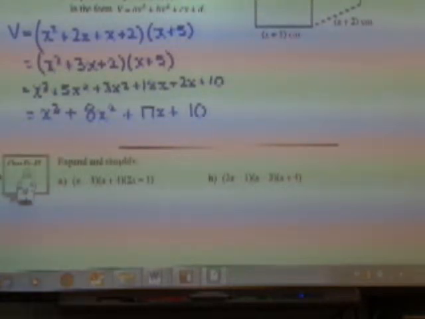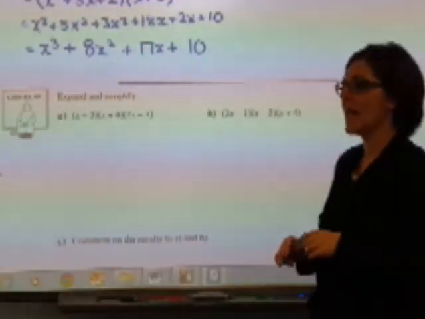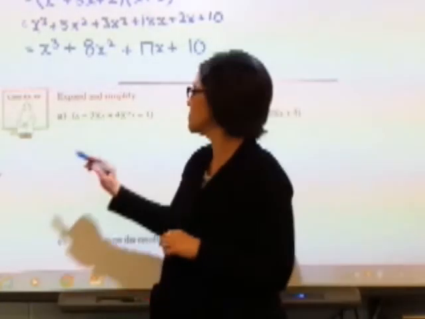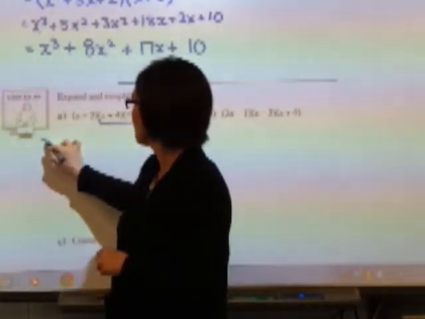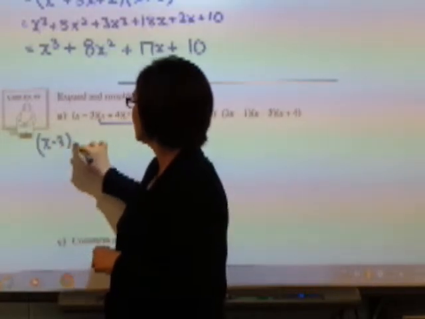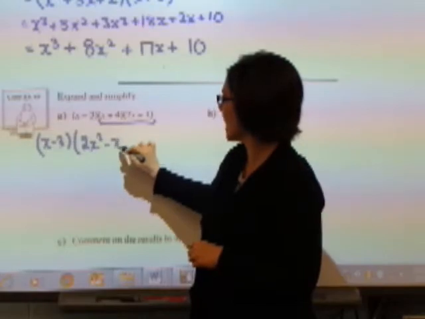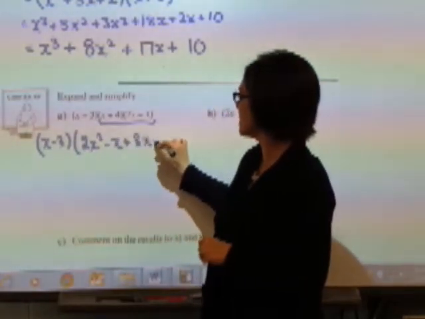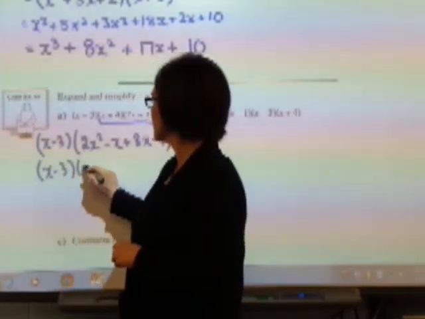Okay. I'm going to show you something with class example 5A, and then we're going to talk about the two results. If instead of multiplying the first two together, I multiplied the last two together, this is what I get. I still have my x minus 3, and then I have 2x squared minus x plus 8x minus 4 plus my like terms.